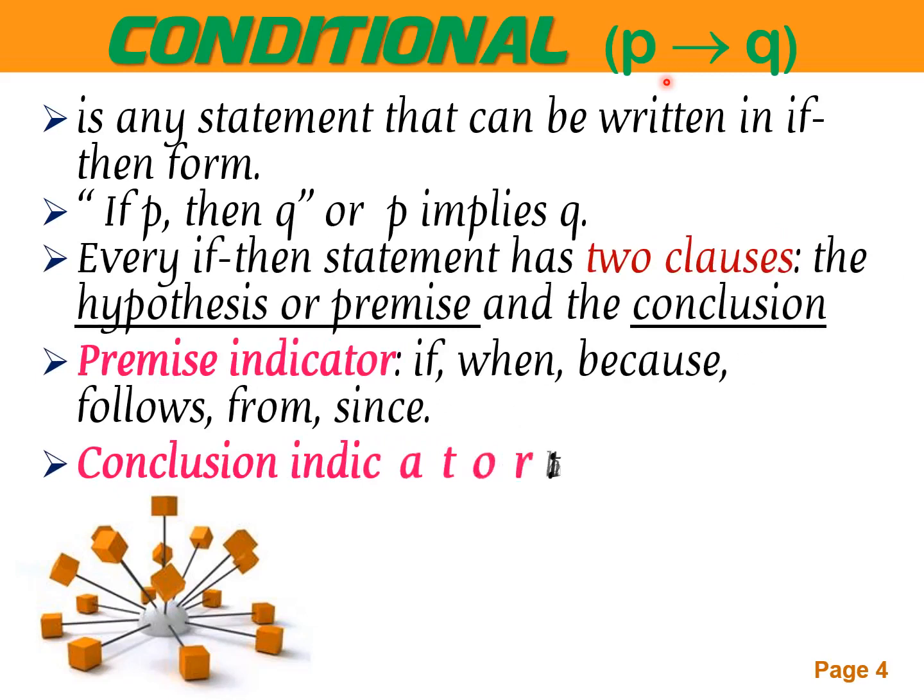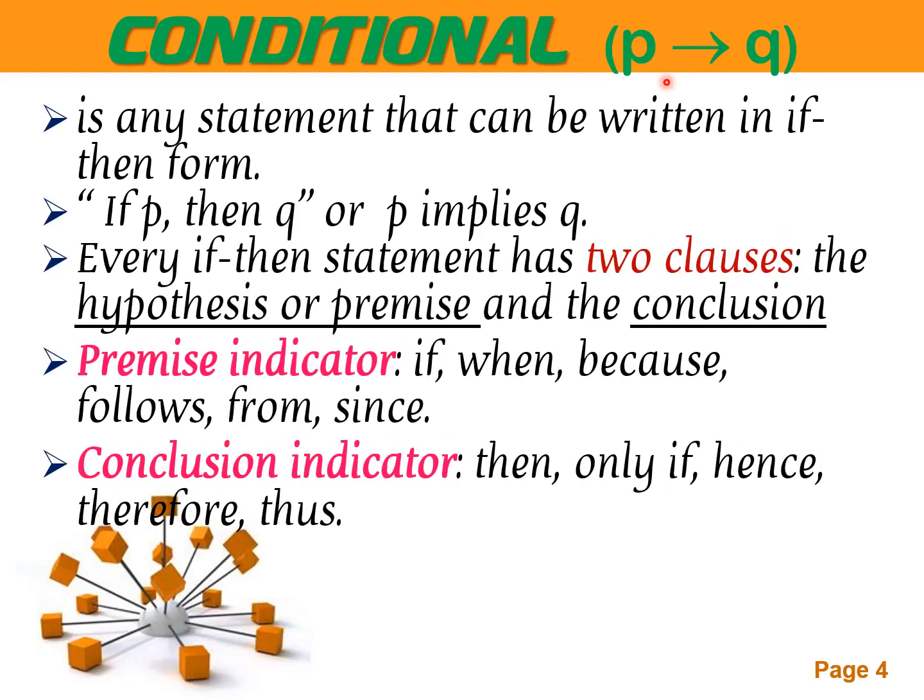So if the statement is not written in an if and then form, we can determine the hypothesis by using these indicators, and this will be the indicators for the conclusion. So we have for if, then we have when and only if. You have because, hence, follows, and then from, therefore, and since, thus. So these are the indicators for the premise or hypothesis and conclusion.